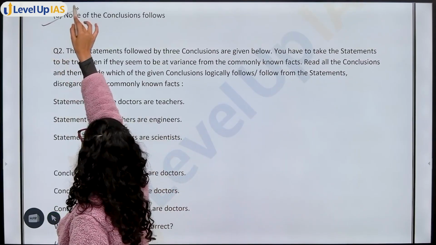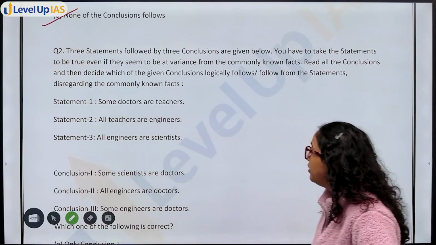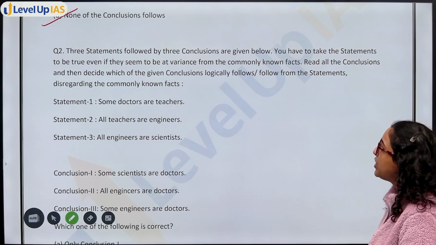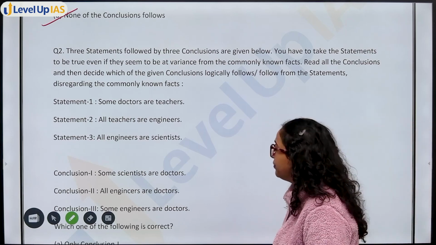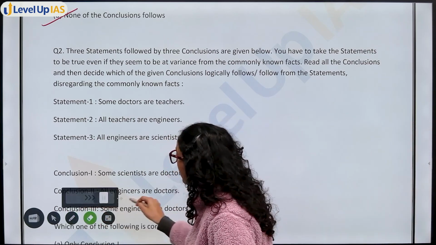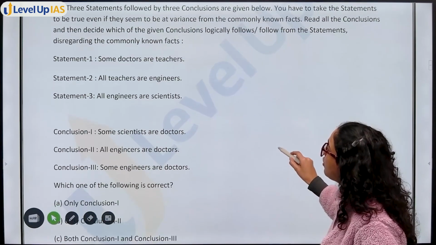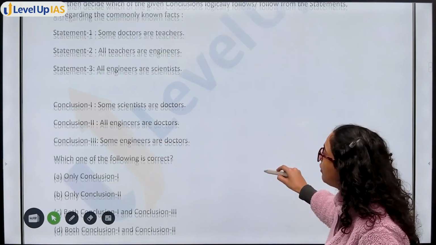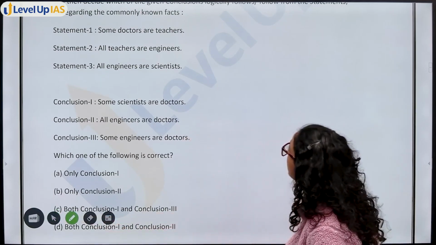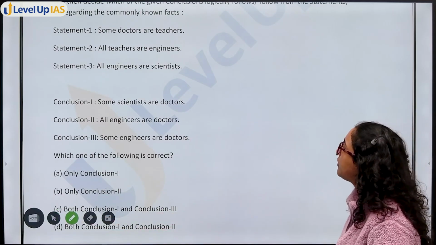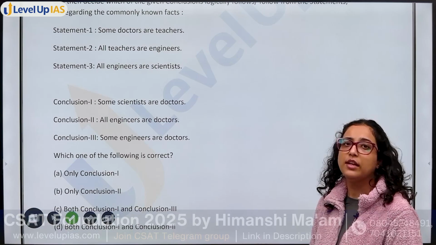Option D. Okay. Now moving on to the next question, that is question number 2. In this question you have 3 statements and 3 conclusions. You have to decide which conclusion follows. Some doctors are teachers, all teachers are engineers, all engineers are scientists.